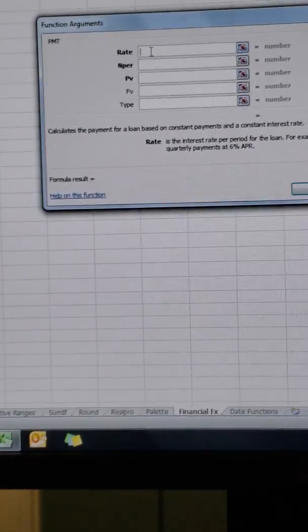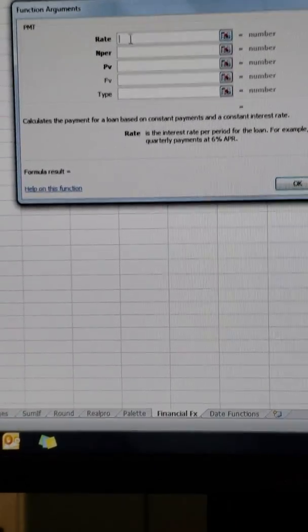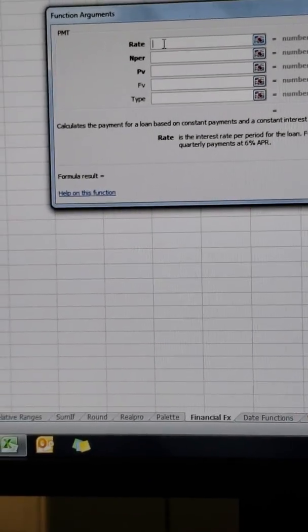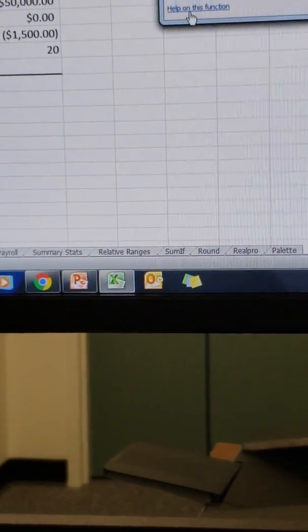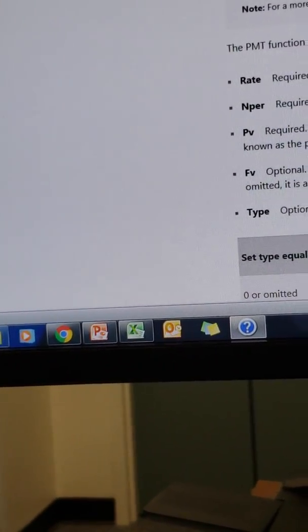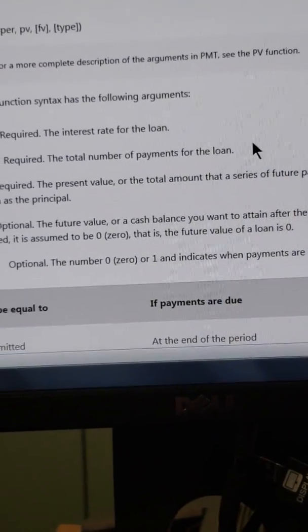The first three are self-explanatory. You all know what an interest rate is, number of payments, NPER, and then present value. But I'll give you a couple minutes to look them over. And also, help is right here. So if you want to refer to that instead, that's fine with me. So let me just maximize that. PMT, we're just analyzing this a little bit.